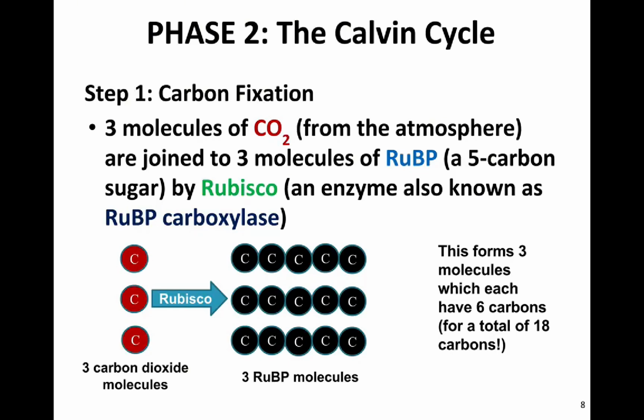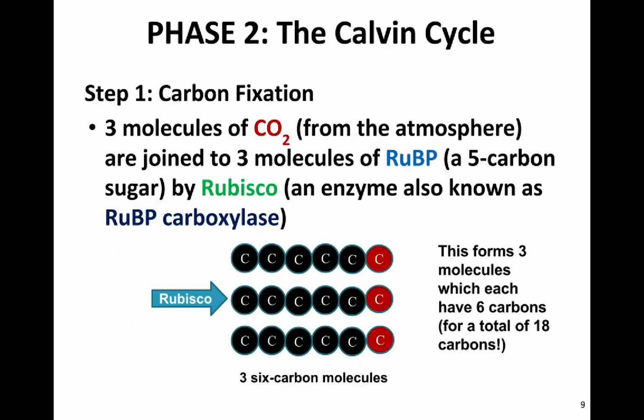One quick thing that I want you to know is that we're starting with the starting material for this reaction. Before the CO2 is incorporated, we're starting with 15 carbons. We have a 5-carbon sugar, and we have 3 of them. So the starting material is 15 carbons. And we produce something that looks like this, where we have 3 6-carbon molecules at the end of this reaction. So after Rubisco adds the CO2 to the RuBP, we get these 3 6-carbon molecules.